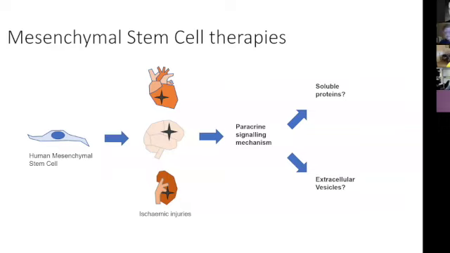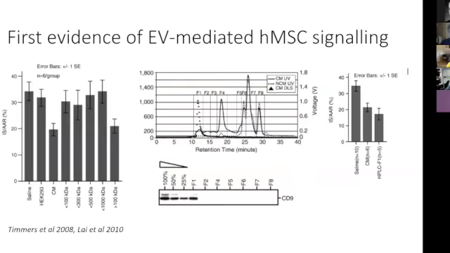And then in parallel to that, there's the extracellular vesicles that we're all familiar with. And so I believe the first study was back in 2008 and was then followed up by another one in 2010. And this was the first study to really implicate EVs in this process.